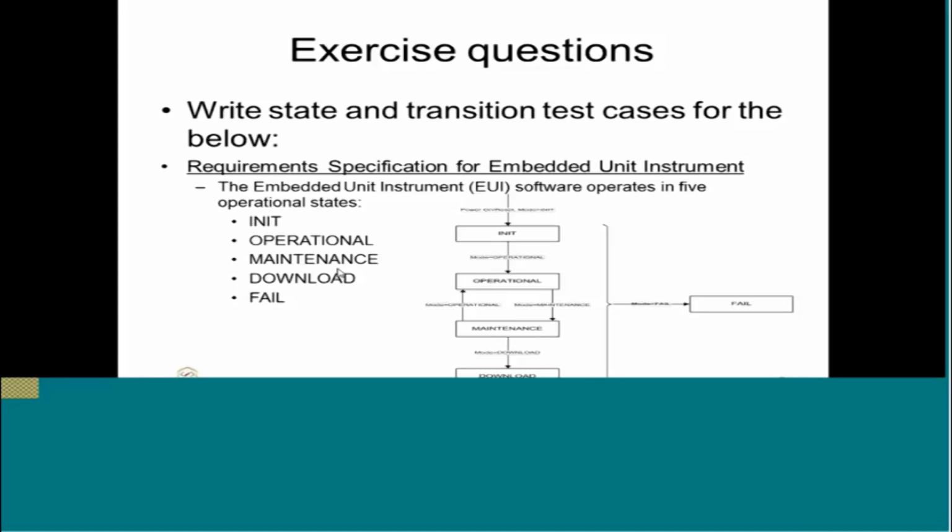So there is a diagram underneath this. You can use this diagram and the requirements which I have shared. Again, I'll share it. For that, you need to write state and transition test cases for the below. You can write simple test cases identifying the inputs and the change in the transitioning of the states, then write an expected output. So that should be the exercise for this session.